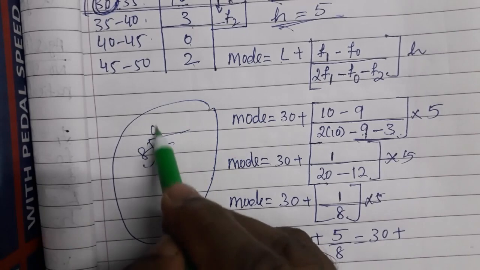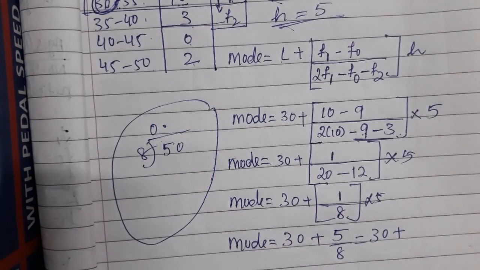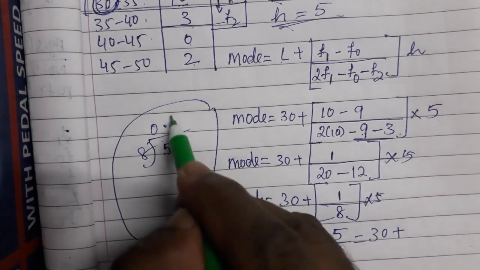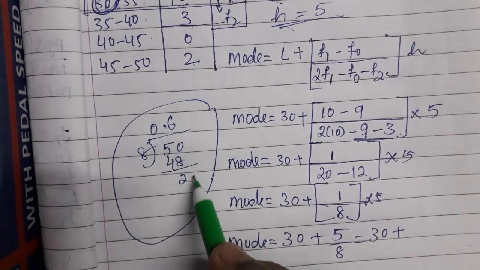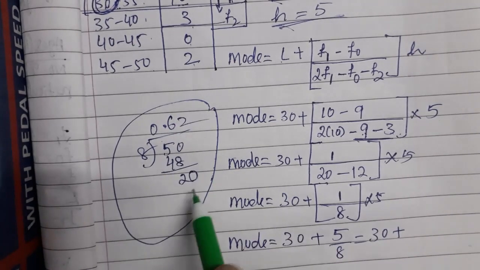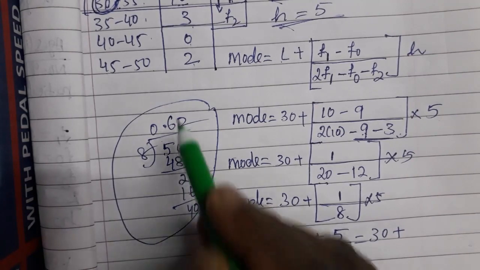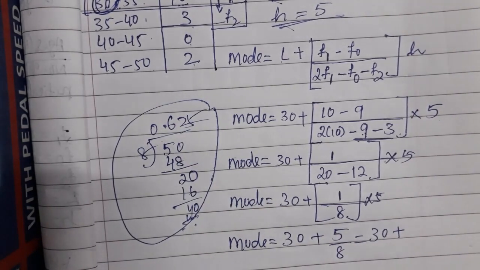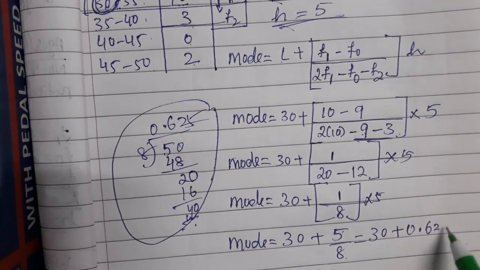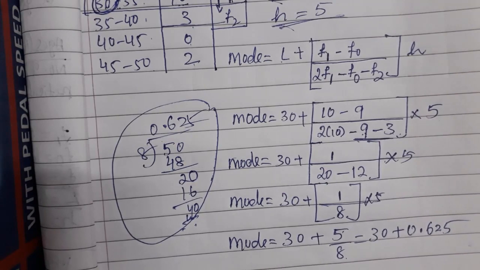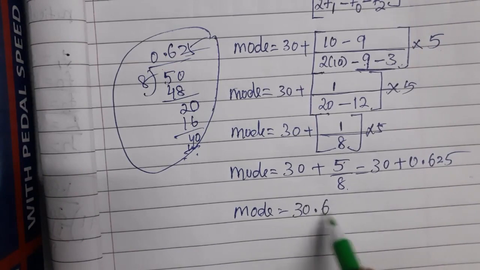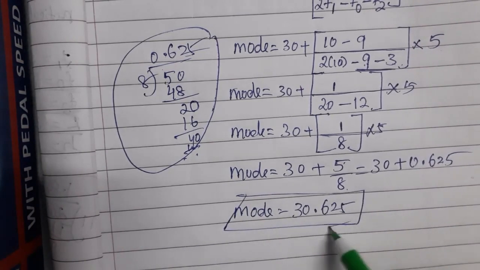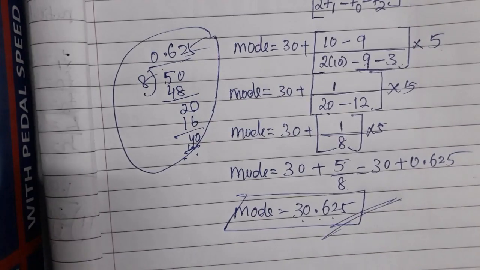Working. 0.50. 8 ones are 8. If you know the tables, it is clear that 8 6s are 48. Okay. So here the remainder is 2. Because of this decimal point, definitely you can take 0. 8 2s are 16, 4, 0. 8 5s are 40. So, what is the division of 5 by 8? 0.625. So, mode is equal to 30.625. What is the mode of the given class interval? 30.625.